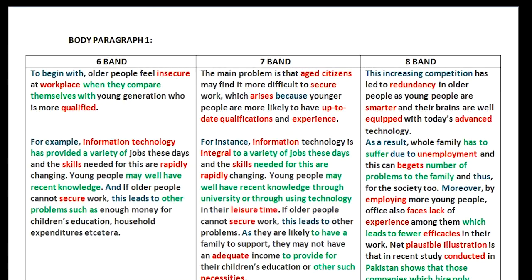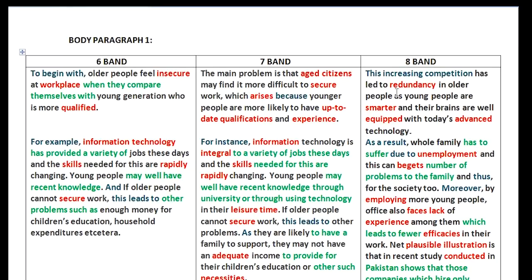Then the same line for 7 band essay will be the main problem is that aged citizens may find it more difficult to secure work, which arises because younger people are more likely to have up to date qualifications and experience. I have explained the reason here why older people feel insecurity because of the presence of younger people at workplace. But side by side, I have used good source of vocabulary. See the words aged citizen, secure, arises, up to date qualifications and experience. Of course, this will enhance my score for essay.